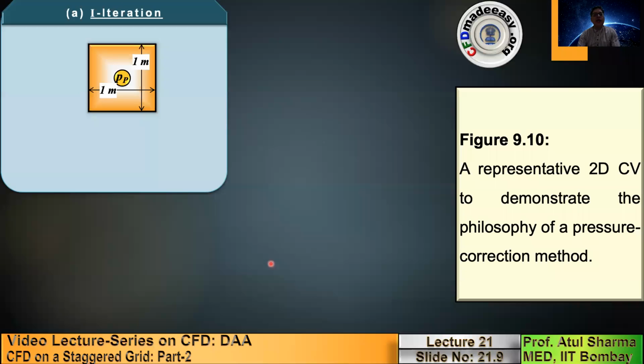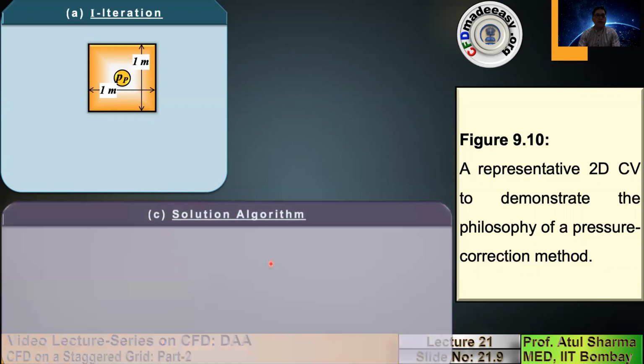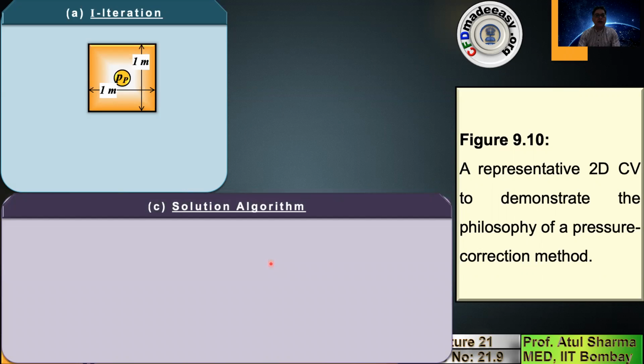So using the basic idea of the relationship between the net mass outflux and the pressure, we have an idea that if the net mass outflux is positive, we should reduce the pressure. And if the net mass outflux is negative, then we should increase the pressure inside the control volume. Using this philosophy, here I will show you the first iteration which I presented through an animation in the previous slide, along with a solution algorithm.